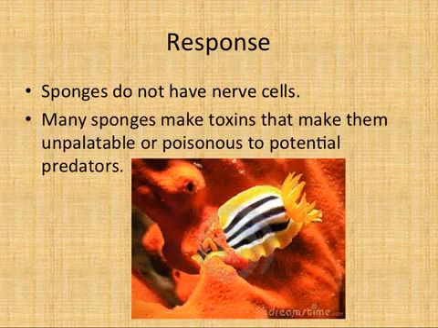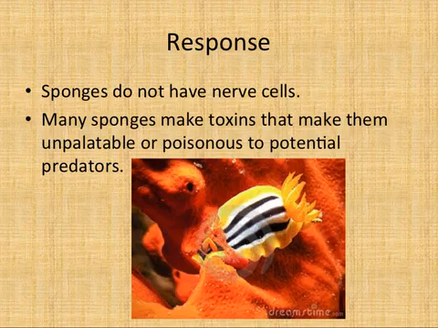However, they do produce toxins that make them unpalatable or poisonous to potential predators. So they have evolved this response mechanism, these toxins, that help them survive. And so we count this as response, and because the sponge fits all of the other animal requirements, it still is classified as an animal, even though it doesn't have any nerves.